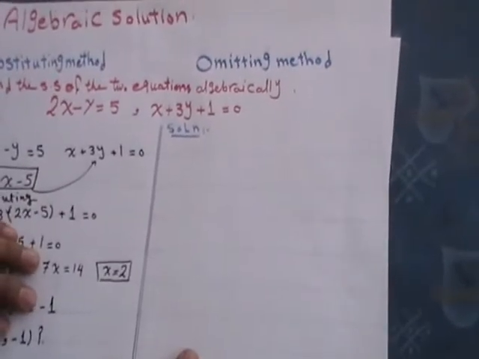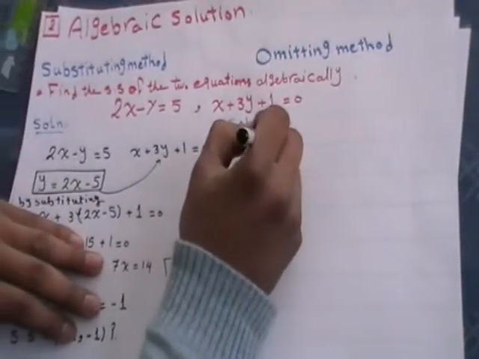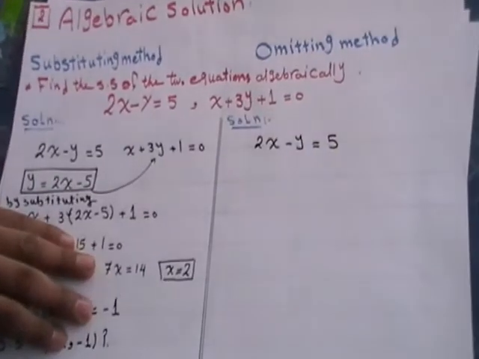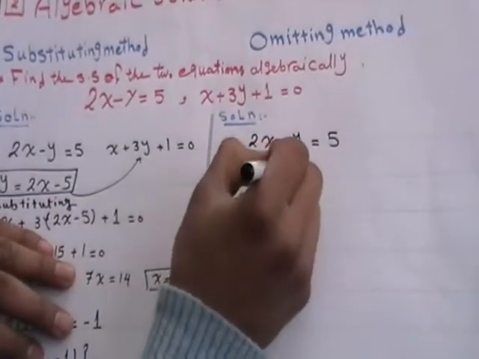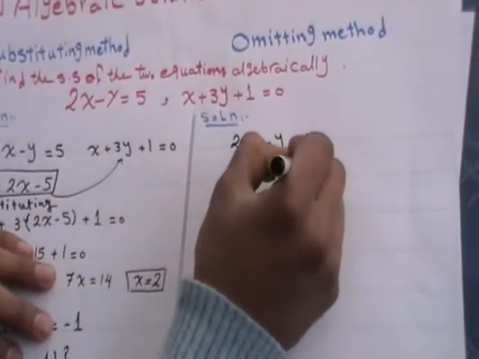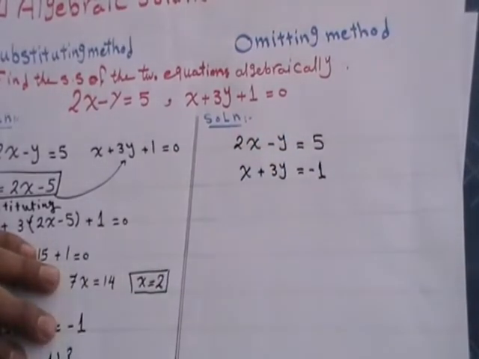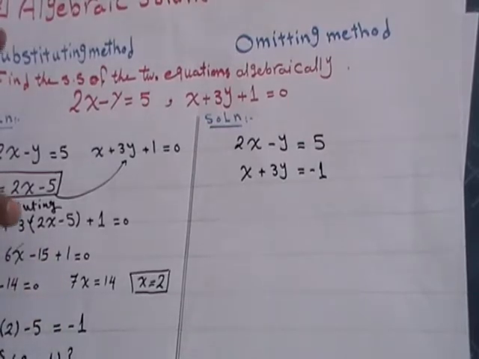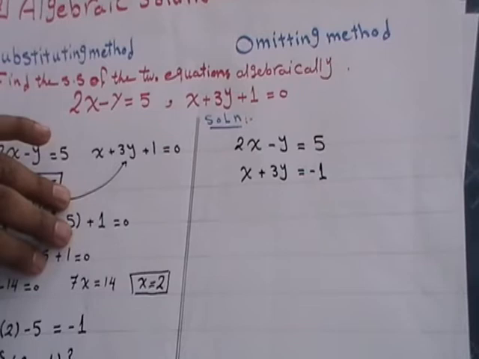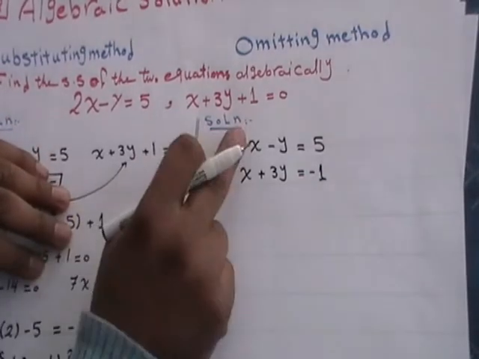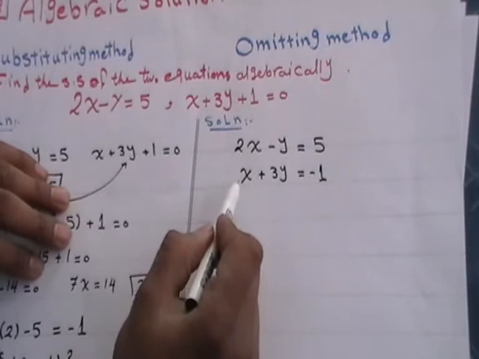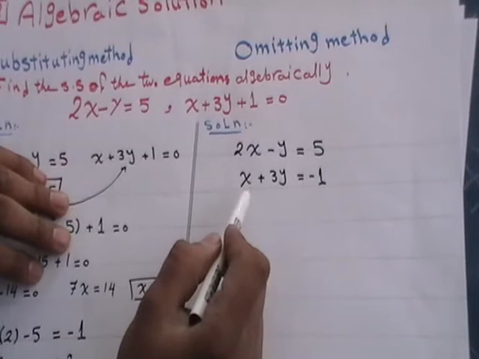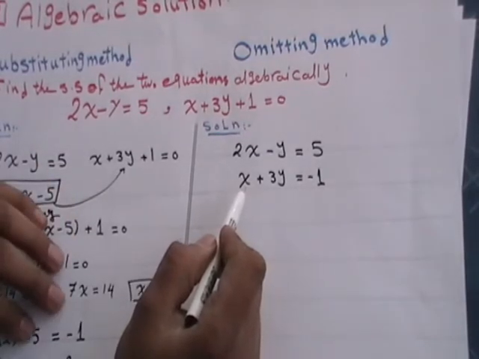It's the omitting method. So I have the first equation 2x minus y equals 5, and the second equation x plus 3y equals negative 1, because in the omitting method you must have the two equations in the same order and the same shape. Then look at one of the two variables. The coefficient of x here is 2 and the coefficient of x here is 1. You must have one of the two variables in the two equations having the same coefficient.